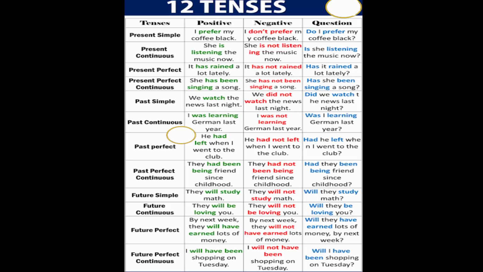Future perfect, by the next week they will have earned lots of money. By the next week they will not have earned lots of money. By the next week will they have earned lots of money? Future perfect continuous, I will have been shopping on Tuesday. I will not have been shopping on Tuesday. Will I have been shopping on Tuesday?